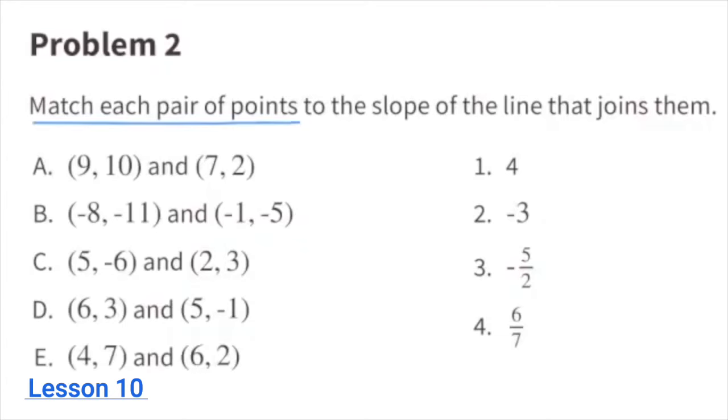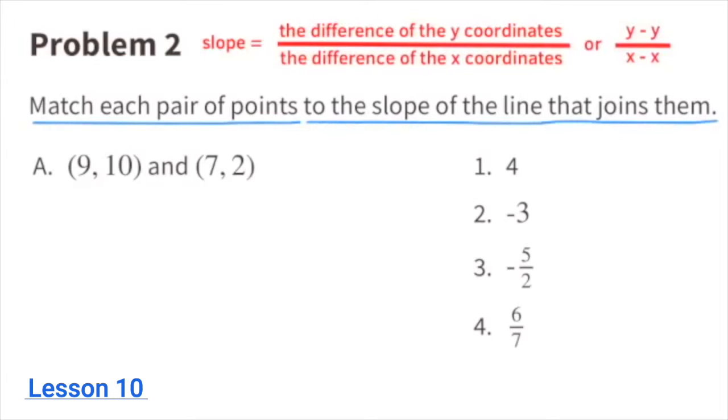Problem number 2. Match each pair of points to the slope of the line that joins them. We have to remember that the slope equals the difference of the y-coordinates over the difference of the x-coordinates, or y minus y over x minus x. Remember, this could be y2 minus y1 over x2 minus x1, or y1 minus y2 over x1 minus x2.